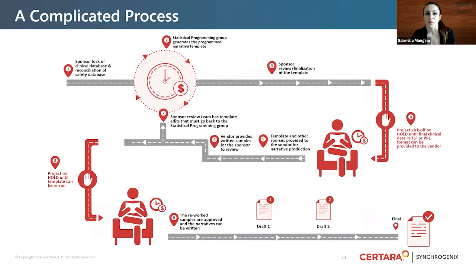So I want to show you what a complicated process looks like when you're working with a vendor and also your internal groups. Even if you are utilizing technology in your process, it can still be very complicated. In this graphic, I'm showing moments of time and cost, including resource utilization that impacts several process steps. For example, let's say that you've resourced your stats programming team to program your narrative template.